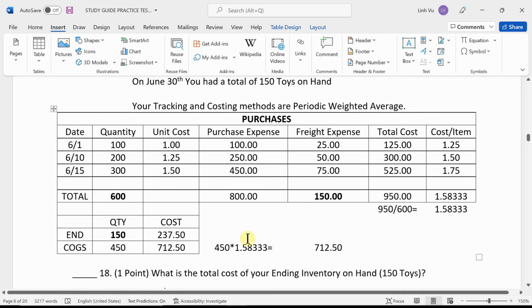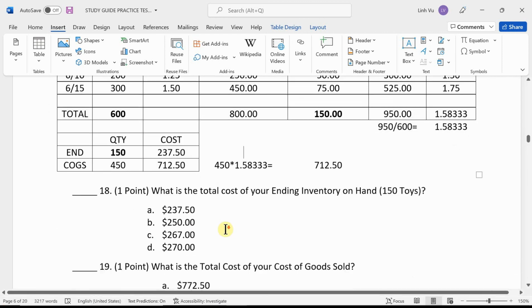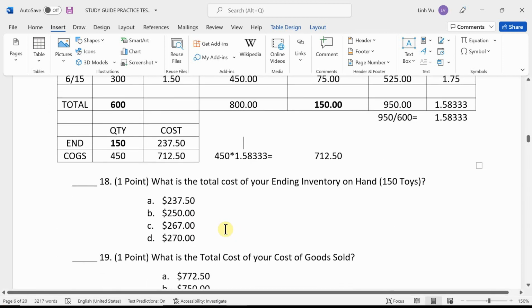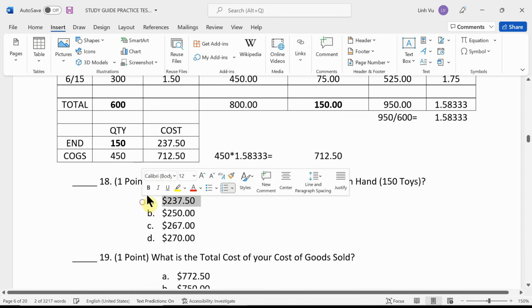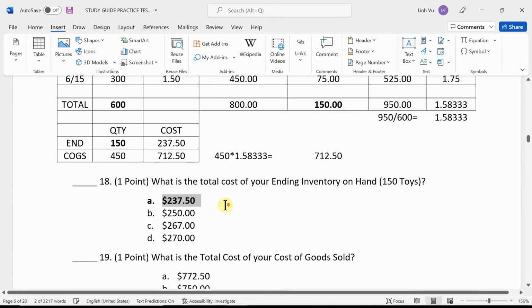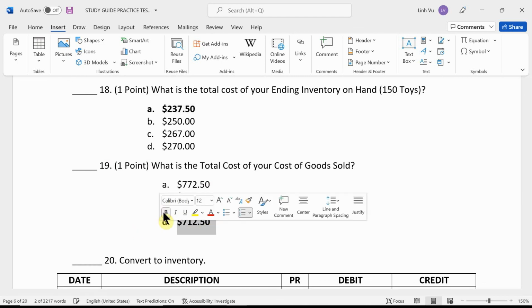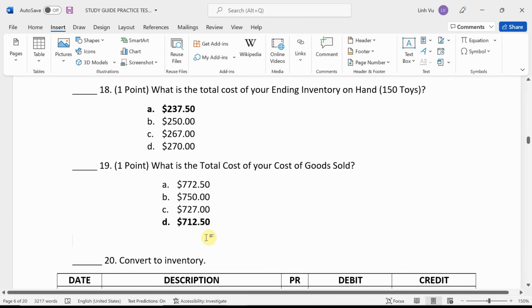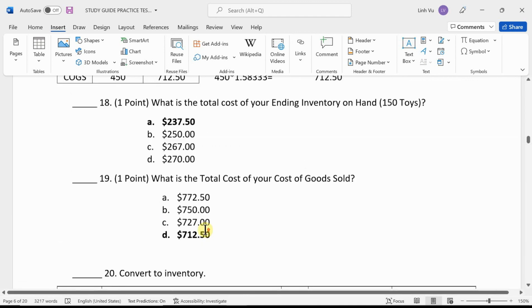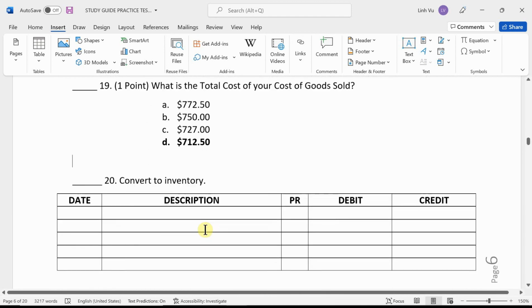So, the question says here, what is the total cost of your ending balance in your inventory? Good. And then what is the total cost of your cost of goods sold? 712.50. Okay. So that's practicing the inventory methods.